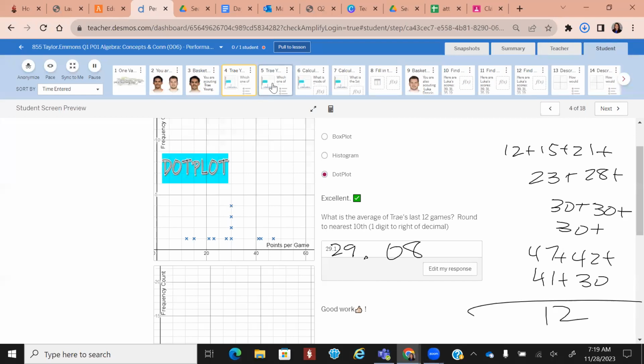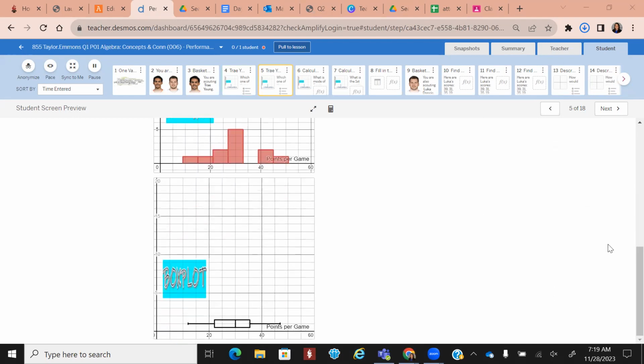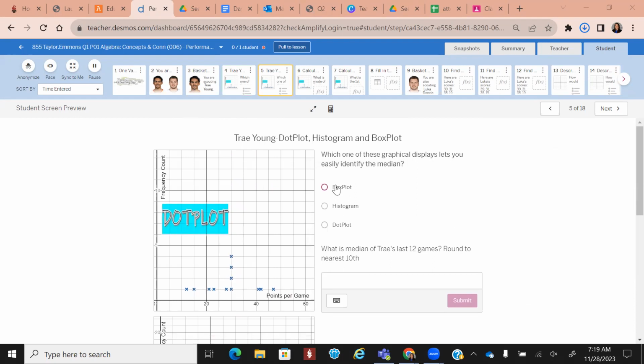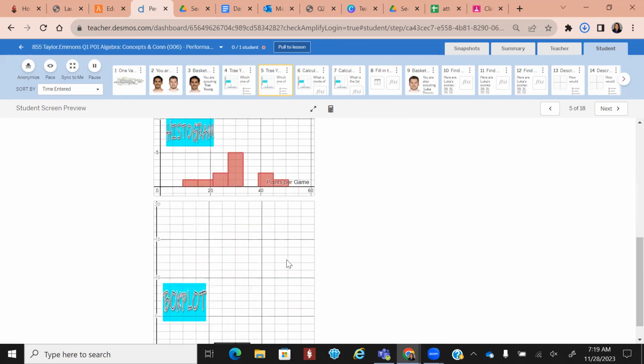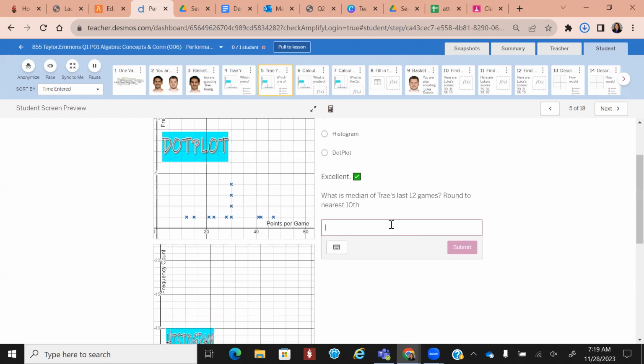Okay. All right, on number 5, which of these graphical displays lets you easily identify the median? Remember, the median is the middle number. I would probably do box plot. Why do we do box plot? Because it tells you the middle number, right? So it's the middle number in that box. So what number would this be? It'd be 30, right? So the median is going to be 30.